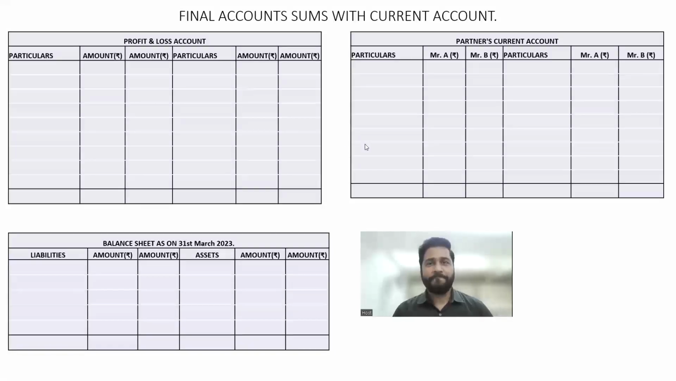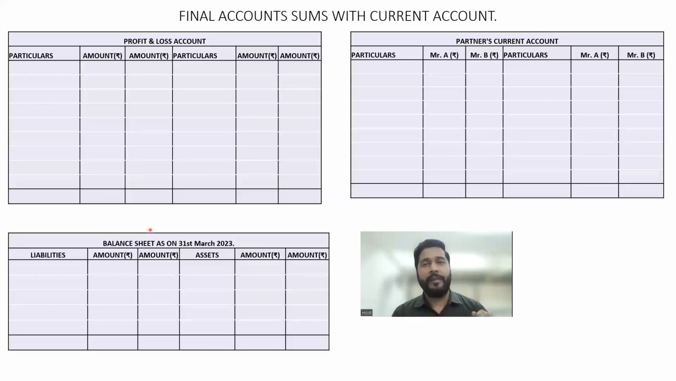Hello, everybody. Today we will try to learn the final account sums where the current account is given. In every question of final account where the current account is given, the partners are basically following the fixed capital method. What is the fixed capital method? The partners' capital balances remain fixed. Now check if the question comes with current account, please show the capital fixed just like this.